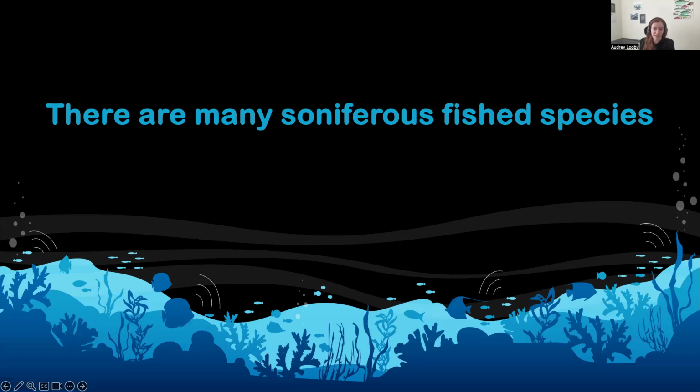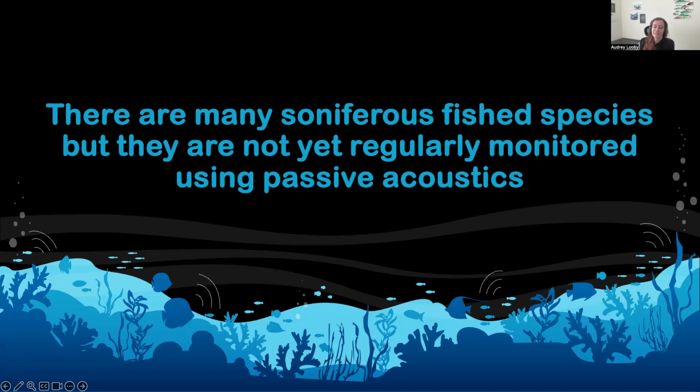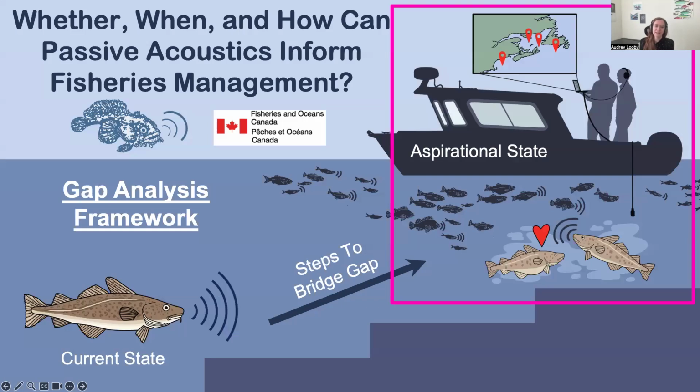So there are a lot of actively soniferous species that are fished in Canada, whose sounds have been studied across a fairly extensive body of literature and with widespread government support and involvement. Despite this, to our knowledge, there are still not really any Canadian fish species that are regularly monitored using their sounds. And that brings me to our aspirational state.